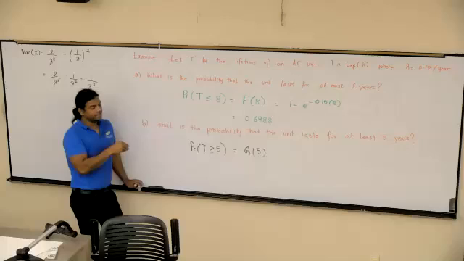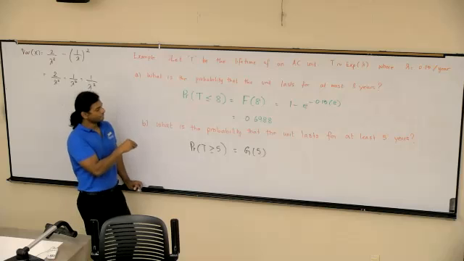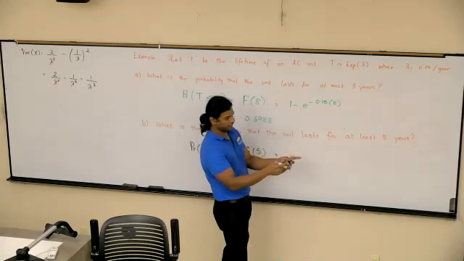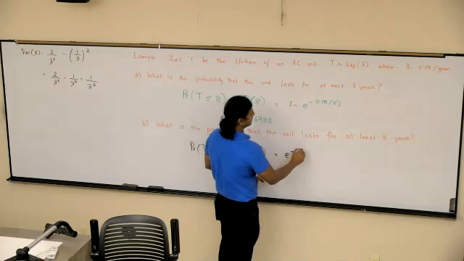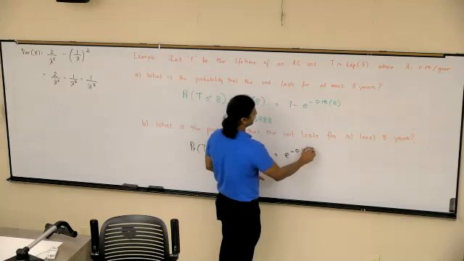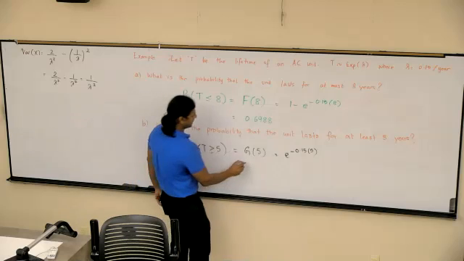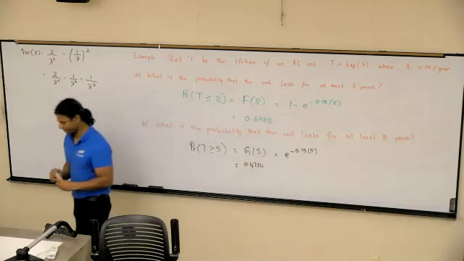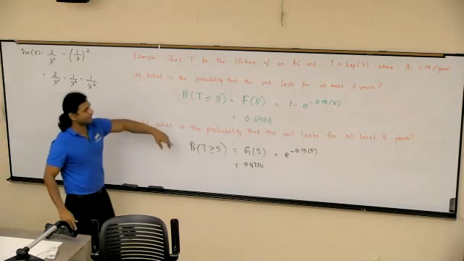Now, do you understand why we call this the survival function? G of 5 would simply be, we know G of x is e raised to negative lambda x. So e raised to negative 0.15 multiplied by 5. That is 0.4724.